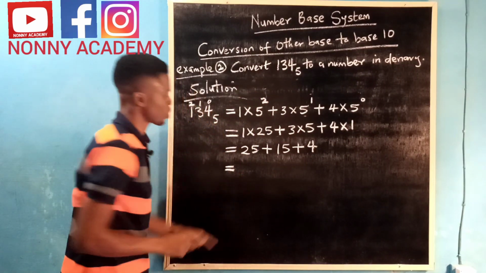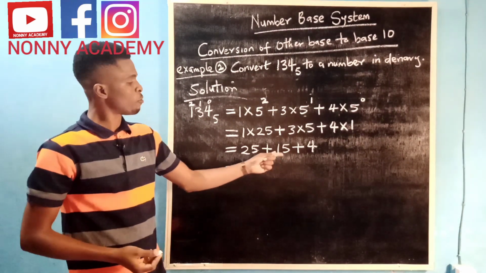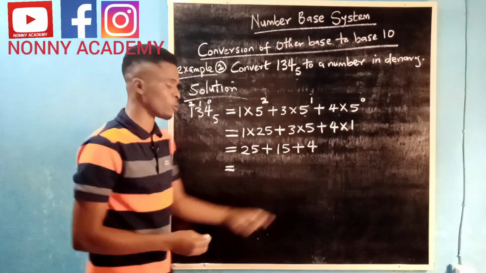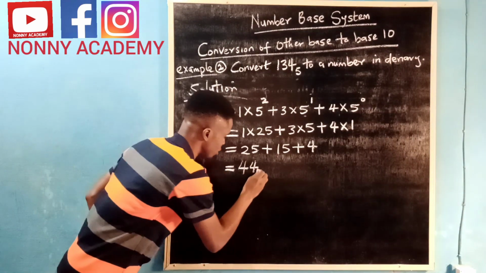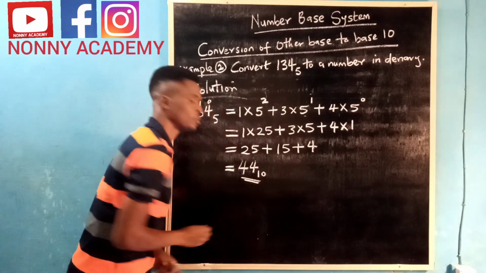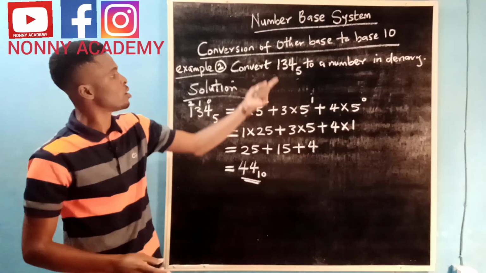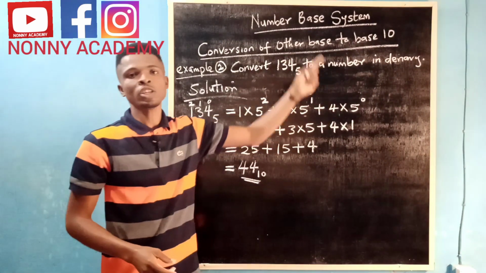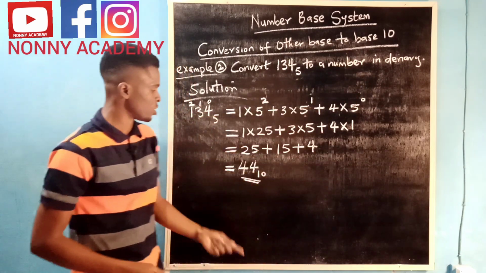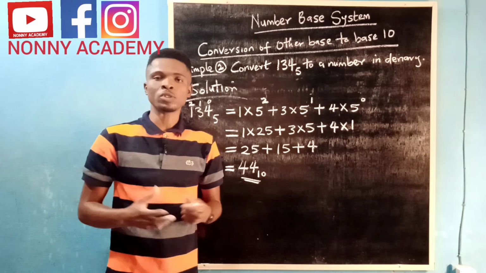Equal to 25 plus 15 is 40. 40 plus 4 is 44. 44. Then I put my base, which is 10. Now I have successfully converted the number 134 in base 5 to a number in denary, which is 44 base 10. Let's take a look at example 3.